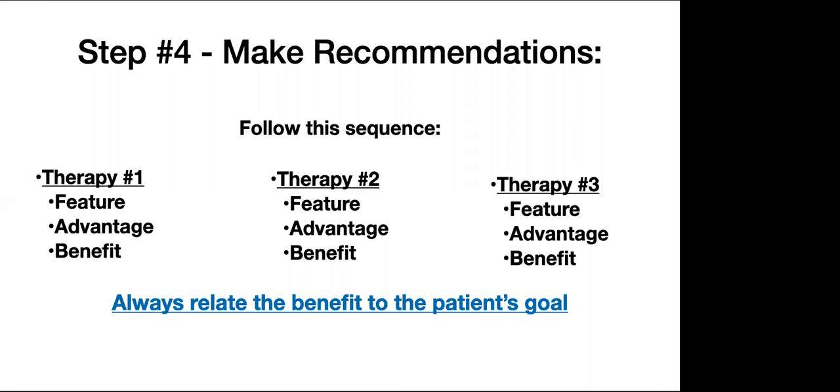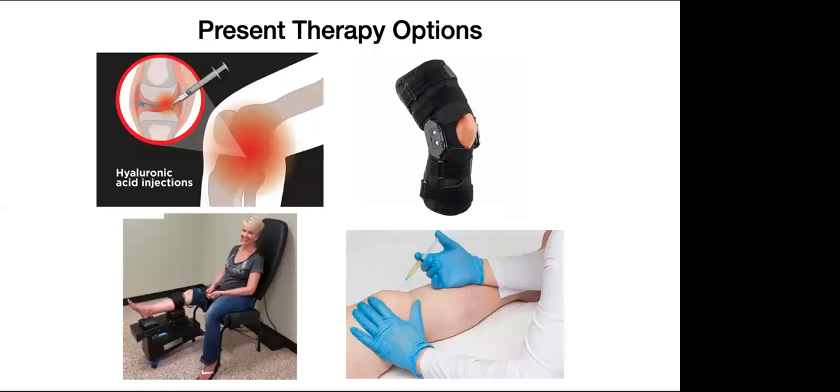So for example, I'll show you the knee example on the next slide here. If you're doing, let's say, functional medicine, the first therapy would be supplementation. The second therapy would be diet change. And the third recommendation could be stress relief protocols. In this scenario, as we're using a knee pain patient, the 4 therapies are hyaluronic acid, a knee brace, knee decompression, and regenerative medicine.